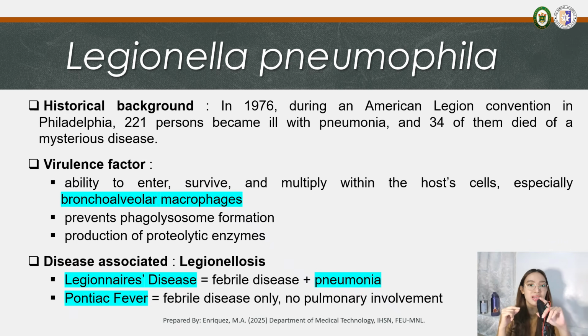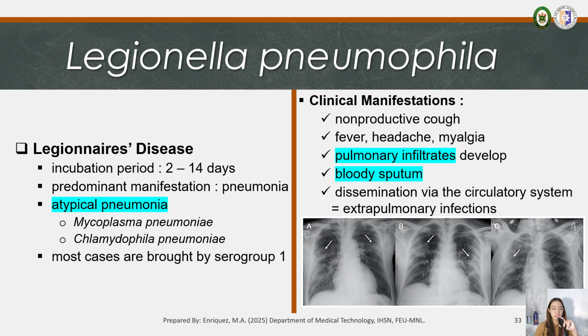Legionnaire's disease is a febrile illness with pulmonary involvement. So, if the patient does not present with pneumonia, then the disease is simply known as Pontiac fever. So, basically, mas severe yung Legionnaire's disease and mas mild po ang Pontiac fever. The incubation period of legionellosis could range from 2 to 14 days. Legionnaire's disease may sometimes also be referred to as atypical pneumonia. Other organisms known to also cause atypical pneumonia include Mycoplasma pneumoniae and Chlamydophila pneumoniae.